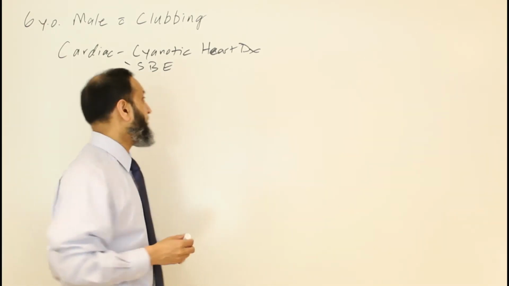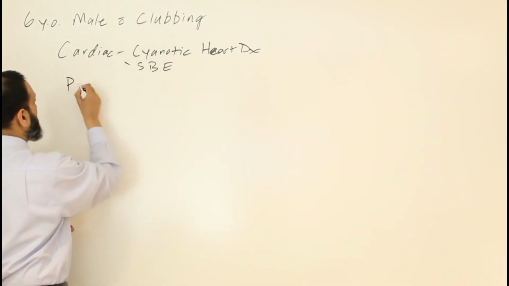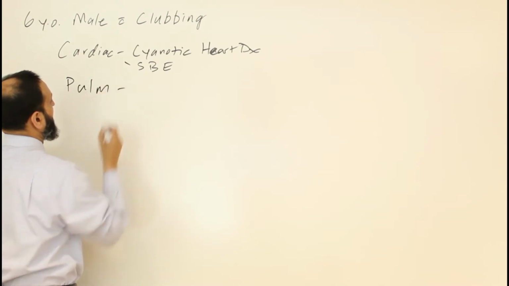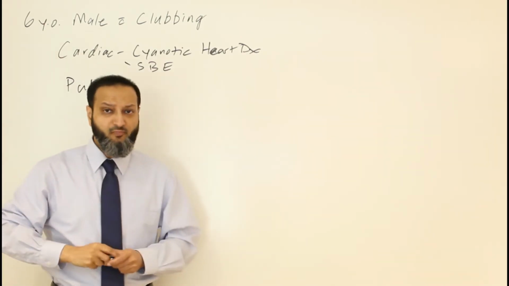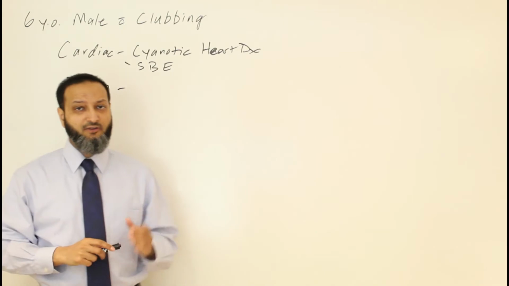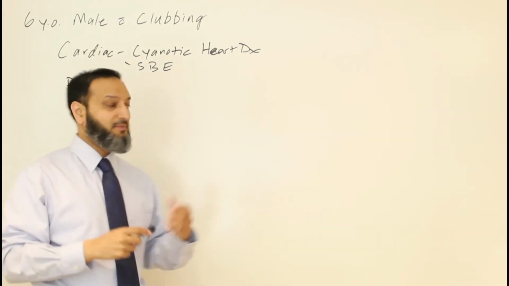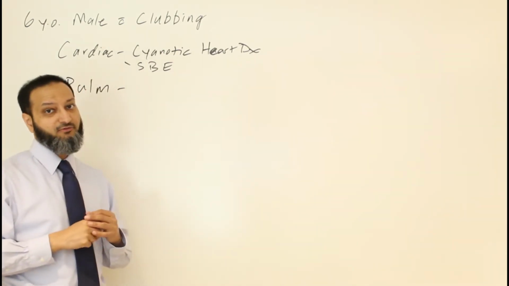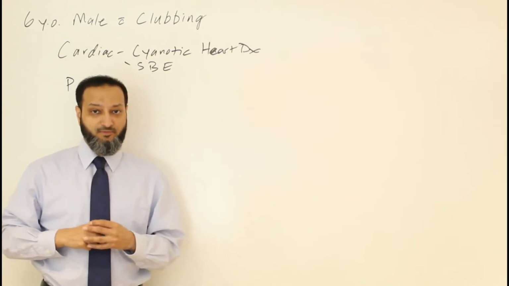The main category that we're going to think about is going to be pulmonary. So, different pulmonary causes of clubbing. Again, simple garden variety asthma does not give you clubbing, so we have to think about other things that might be going on that might give you chronic respiratory symptoms.